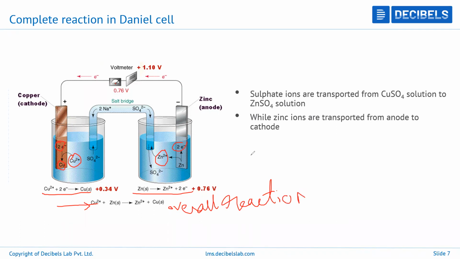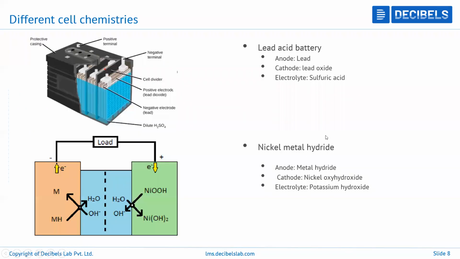Okay, so this is basically how the Daniell cell would work. It's connected to a voltmeter to measure how many electrons are flowing through at any point in time. Just like that, we can take a look at some of the other chemistries as well. So we have seen how exactly a simple Daniell cell works. Now we will take a look at how lead acid cells work.